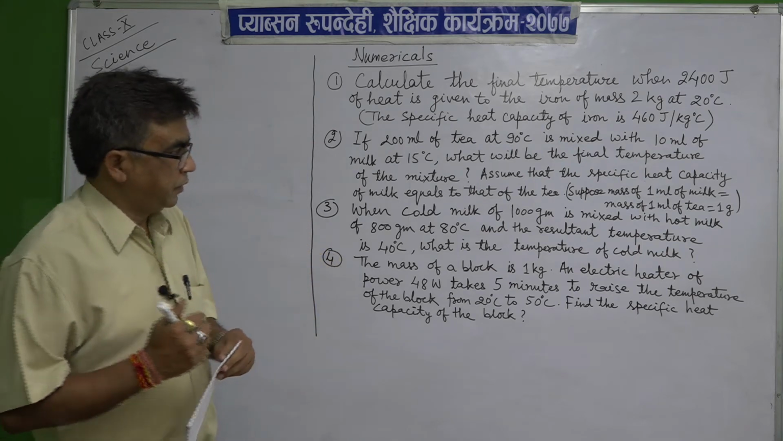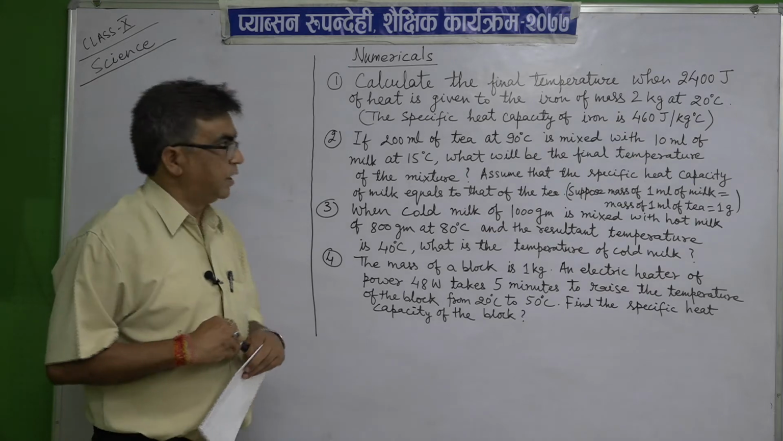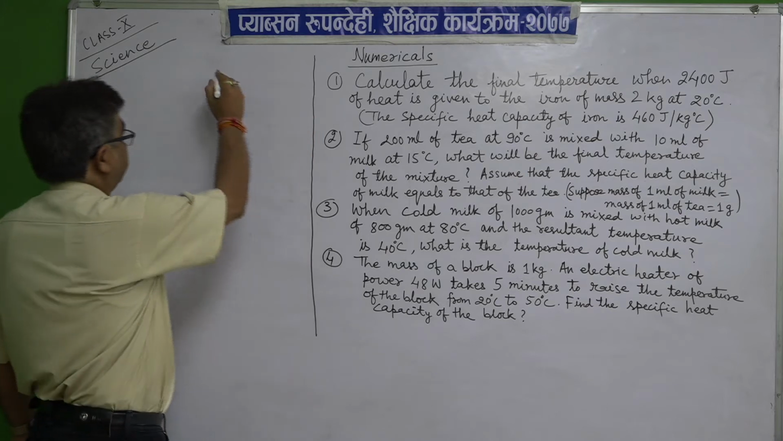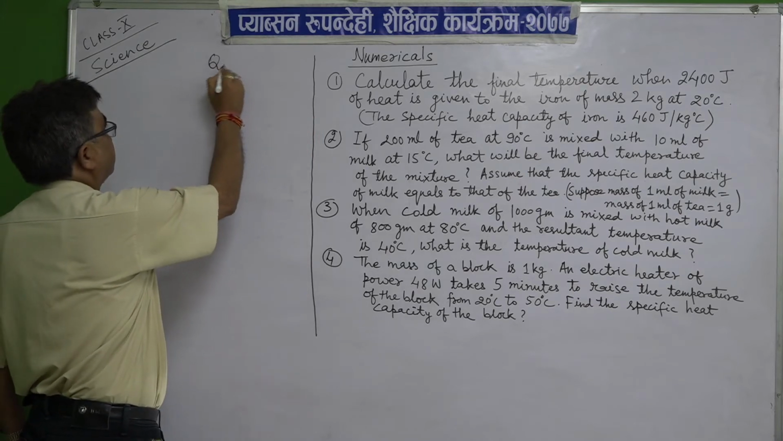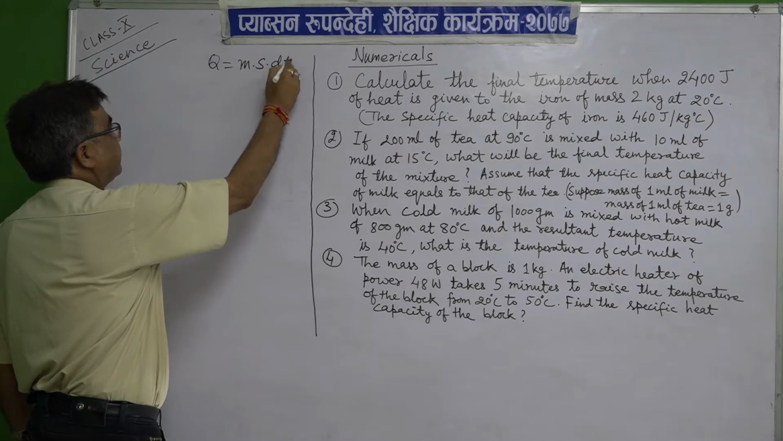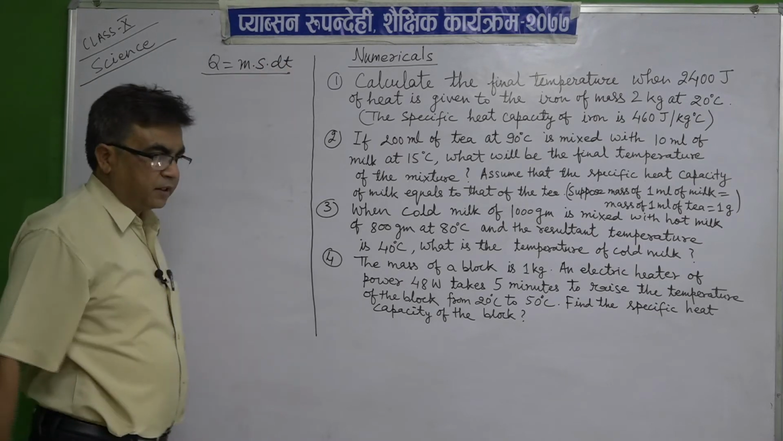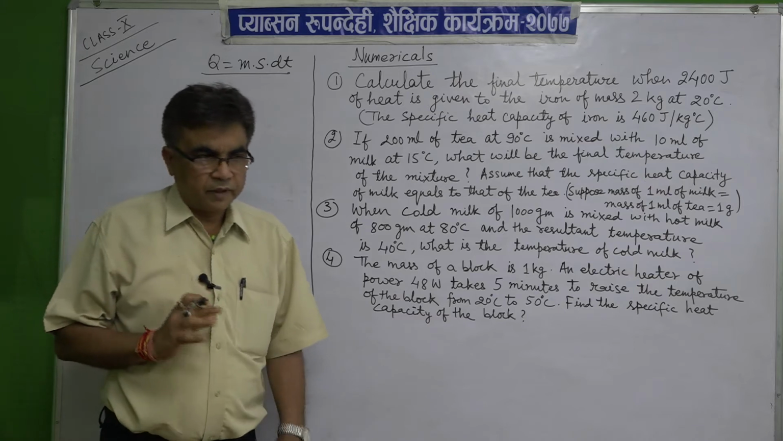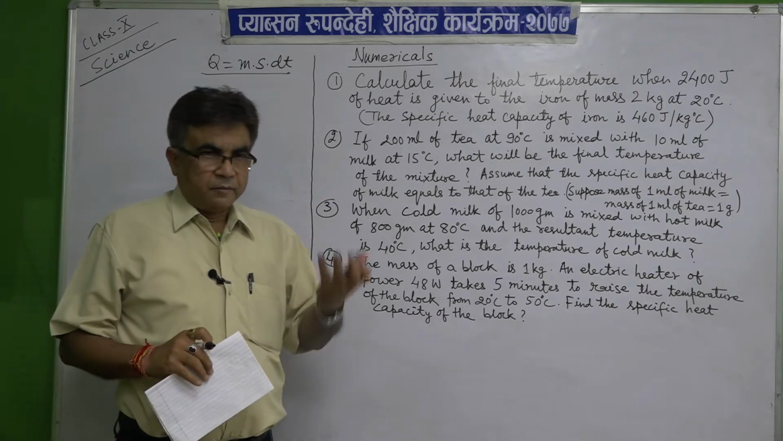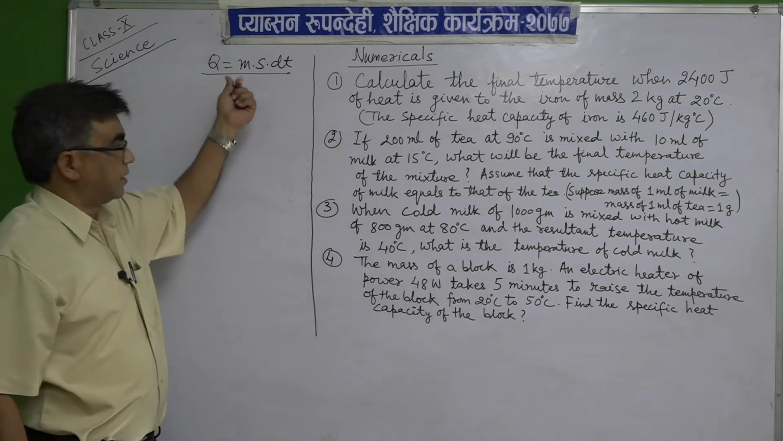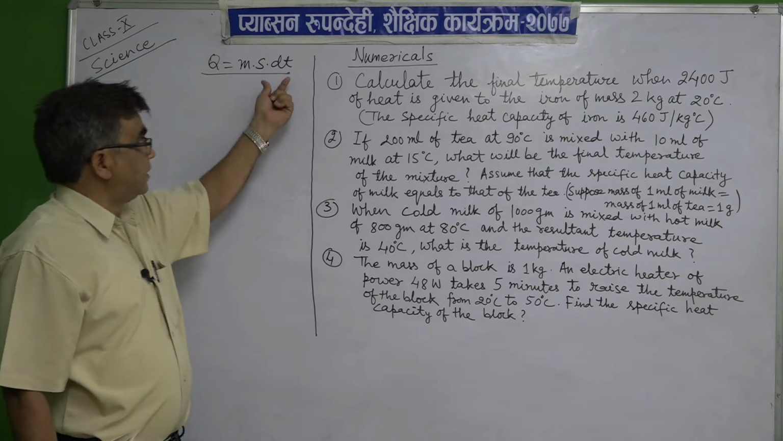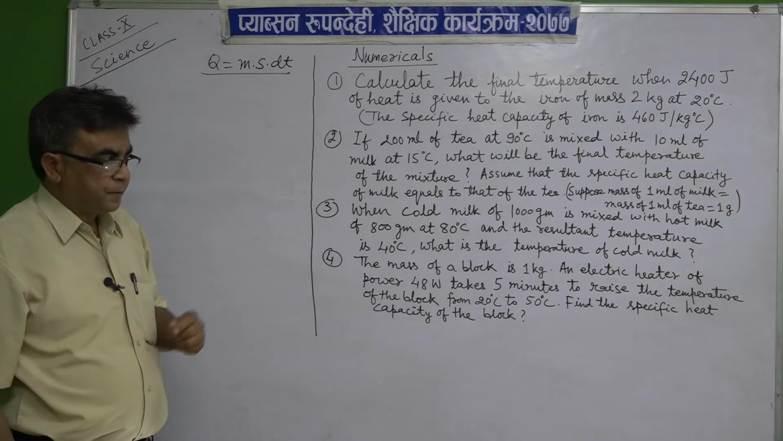So, we all have come to know what is heat equation. Once again, I will write heat equation Q equals m into S into dt. We have already come to know this. Q is the amount of heat lost or amount of heat gained, m is the mass of the body, S is the specific heat capacity, and dt is the temperature difference.